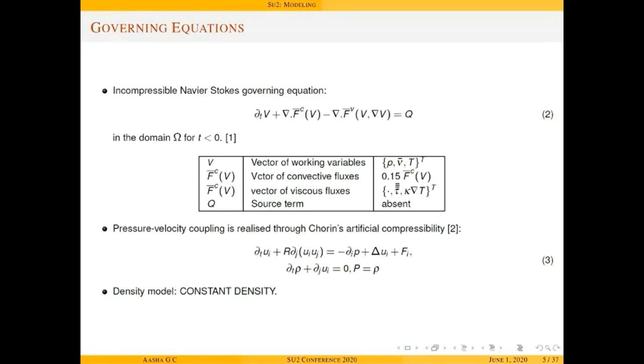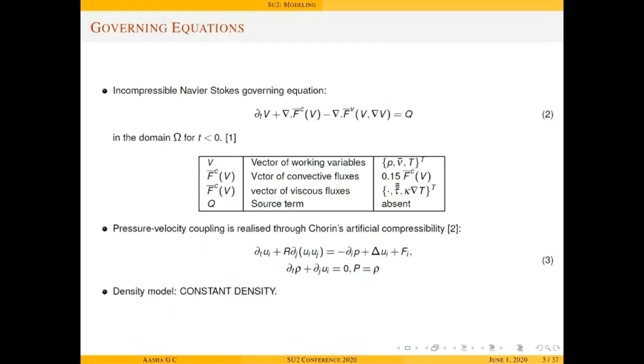The flexible class structure of SU2 enables the modeling of CFD problems in 3 dimensions. SU2 provides various solvers that can solve the incompressible as well as compressible forms of Euler, Navier-Stokes, and Reynolds averaged Navier-Stokes equations. The incompressible RANS solver is chosen for the current numerical analysis, and it solves the incompressible Reynolds averaged Navier-Stokes equation. The partial differential form of this equation is shown here, where V is the vector of working variables within the incompressible RANS solver, Fc is the vector of convective fluxes, Fv is the vector of viscous fluxes, and Q is the source term.